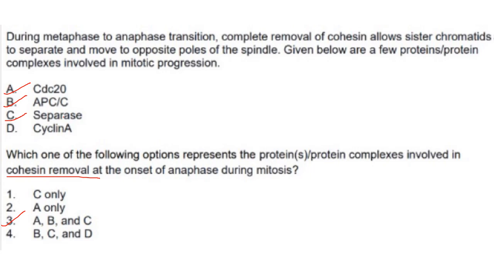Then next one. During the metaphase to anaphase transition, complete removal of cohesin allows sister chromatids to separate and move to opposite poles of the spindle. Given below are a few proteins or protein complexes involved in mitotic progression. Which one of the following options represents the protein or protein complexes involved in cohesin removal at the onset of anaphase during mitosis? So you have to see which one will help in the removal of cohesin.